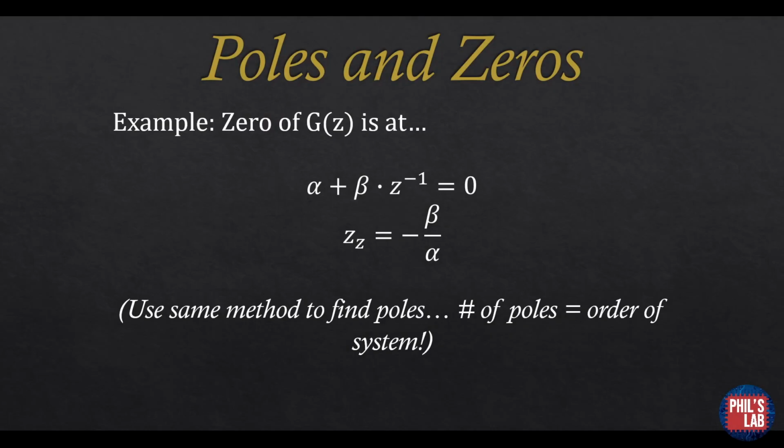And again, we show an example. For example, if you want to find the zero of G(z), our example transfer function, remember the numerator was alpha plus beta times z to the minus 1 equals 0. Now rearranging that for z, we get that the zero is at minus beta over alpha. And we can use the same method for the denominator to find the poles. Typically, we also say the number of poles is actually the order of the system. So if the system has 2 poles, it's a second order system.